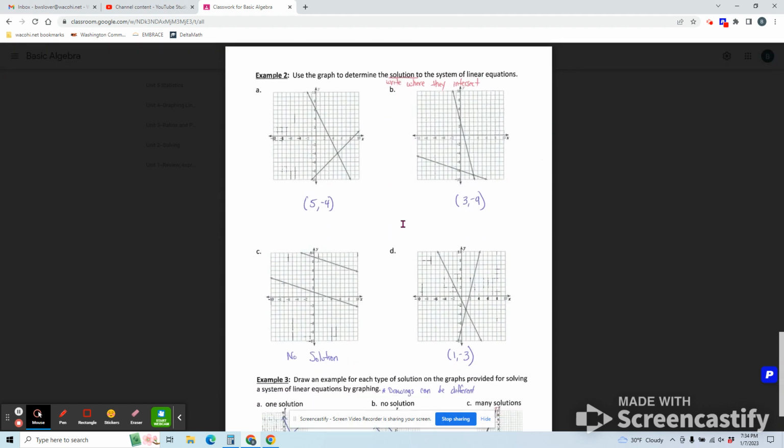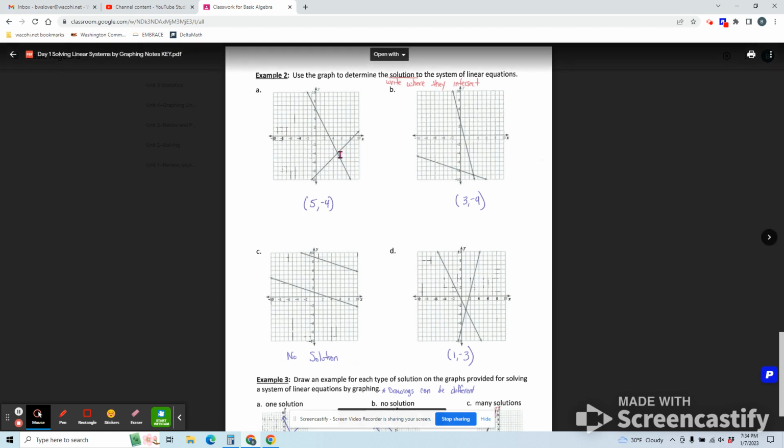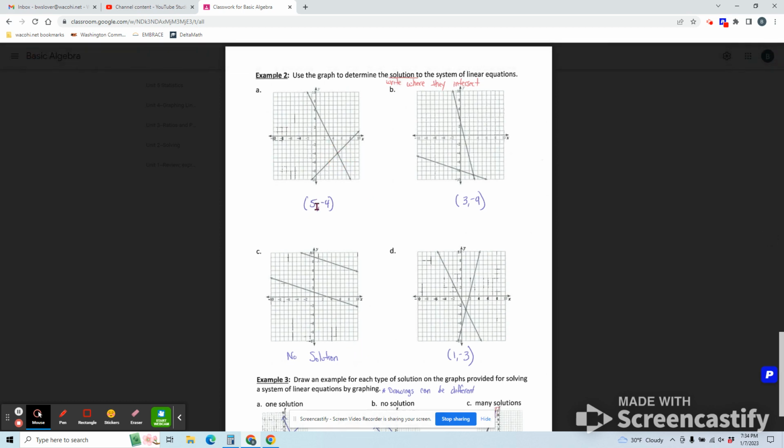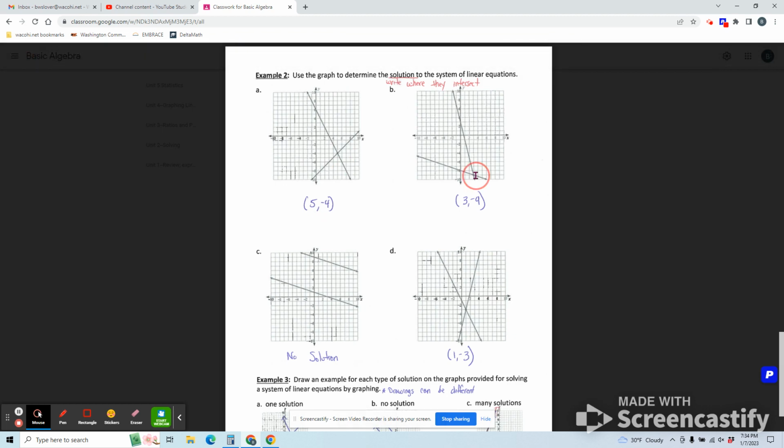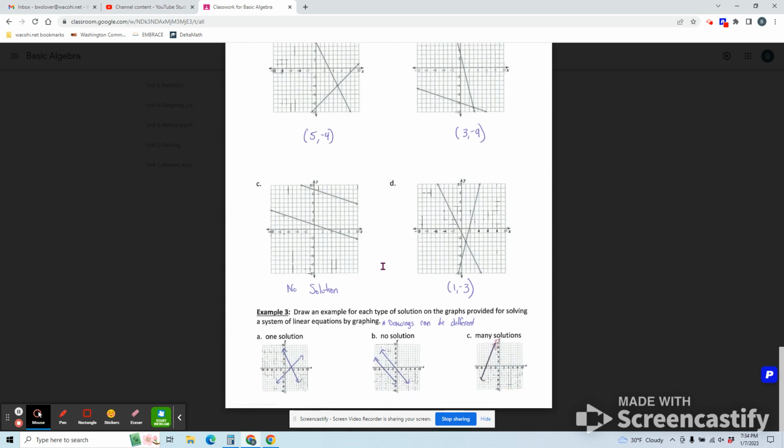Example 2 is using that information. It says use a graph to determine the solution to the system, and I want you to write where they intersect. So here I have one solution. They intersect once. There's my solution. They intersect at 5, -4. Letter B, I have one solution. They intersect once. There is my solution. Please try C and D. Check your answers.